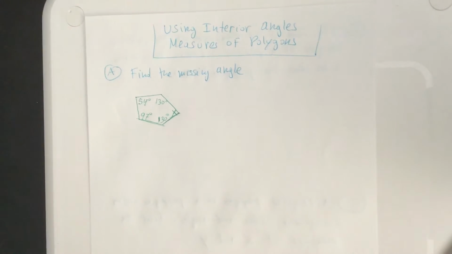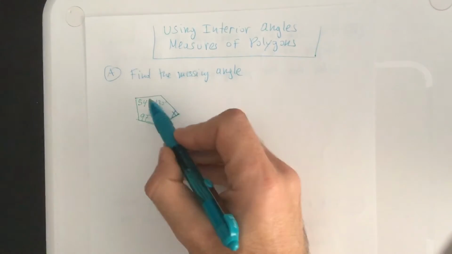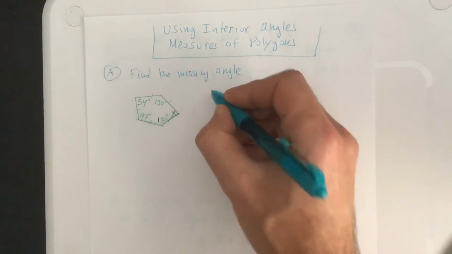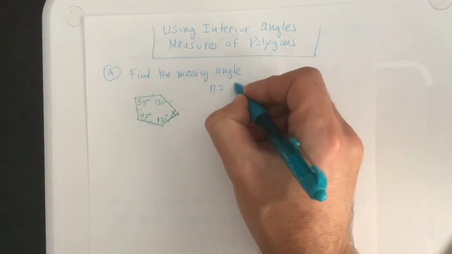Alright guys, we're going to be using interior angles and the formula for the measure of polygons, and we have a real problem over here. We need to find the missing angle. Over here we have a pentagon. We have 5 sides: 1, 2, 3, 4, 5. So that's n equals 5.